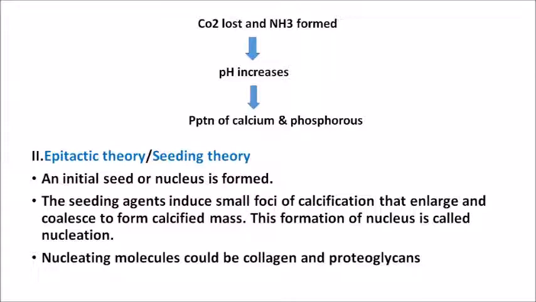Because of this, pH increases or the site becomes alkaline. Whenever there is alkalinity, there is precipitation of calcium and phosphorus. That is how mineralization of calculus occurs. Second one is epitactic theory or seeding theory.